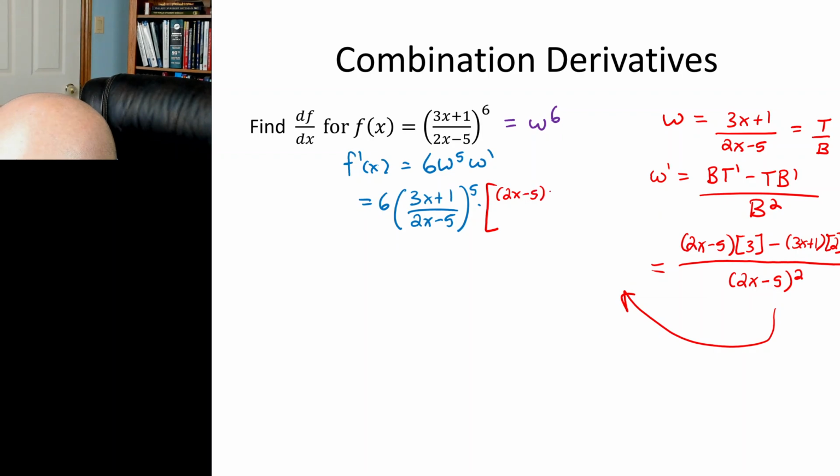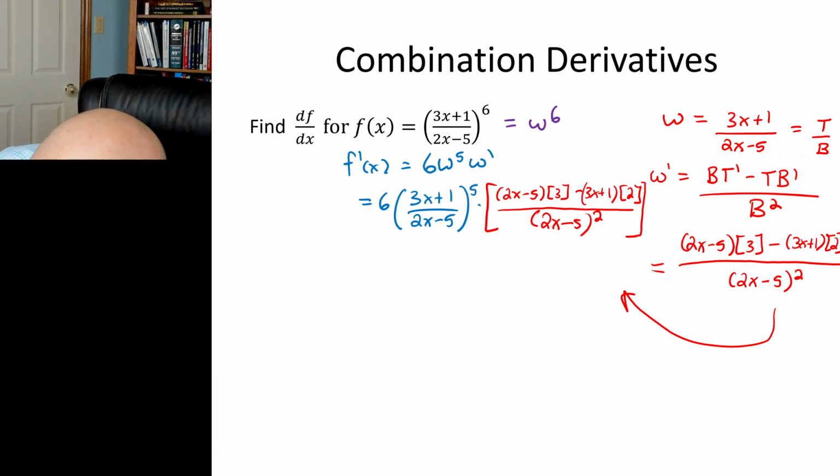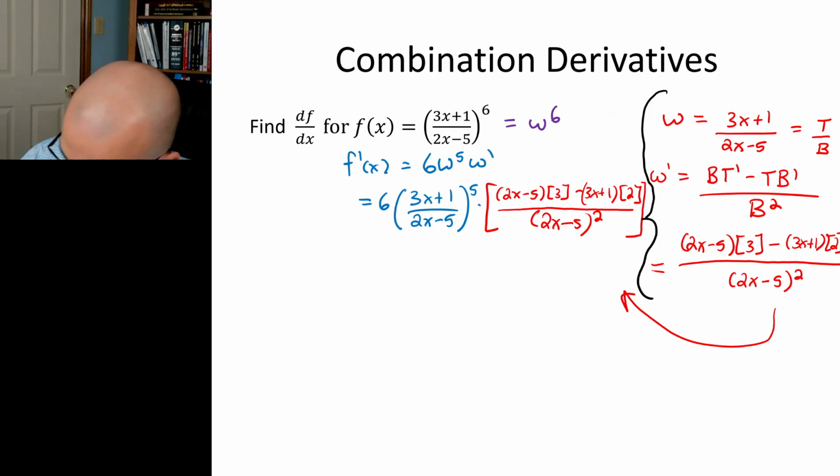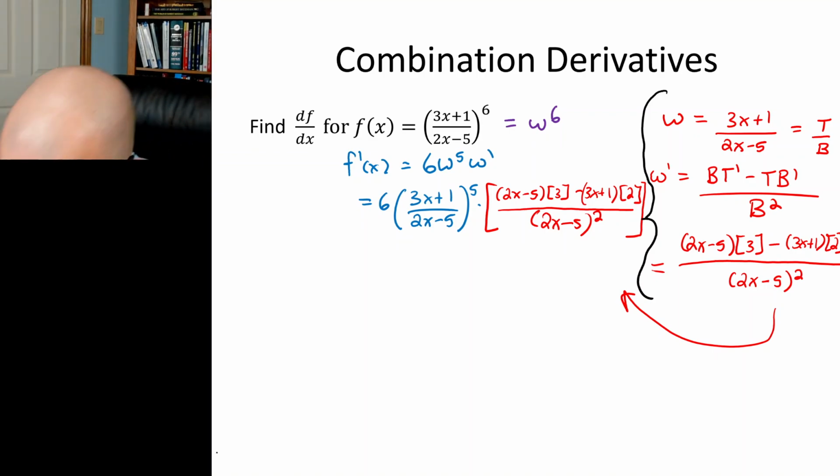(2x minus 5) times 3, minus (3x plus 1) times 2, divided by (2x minus 5) all squared. And that'll be your answer.